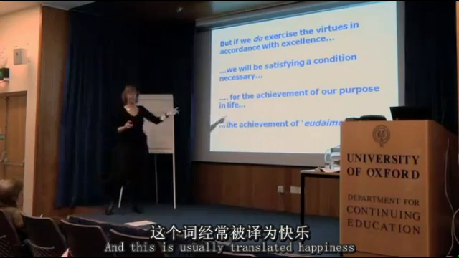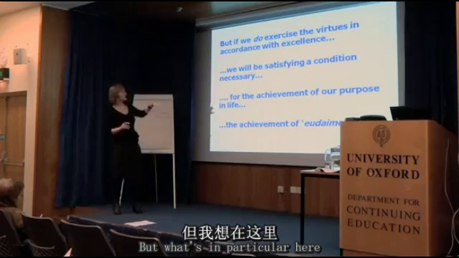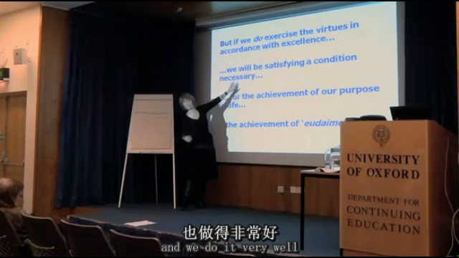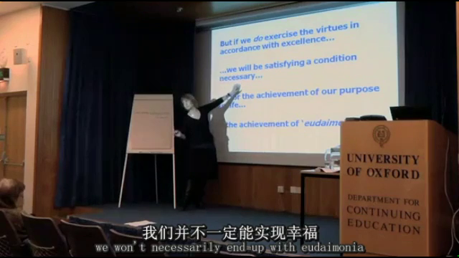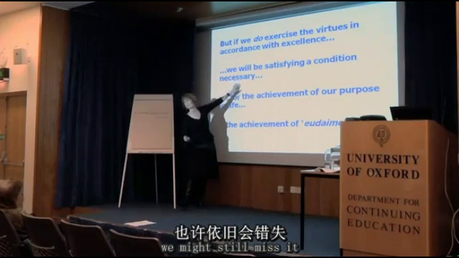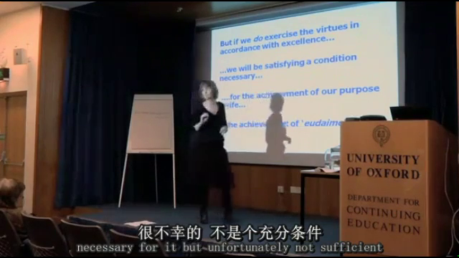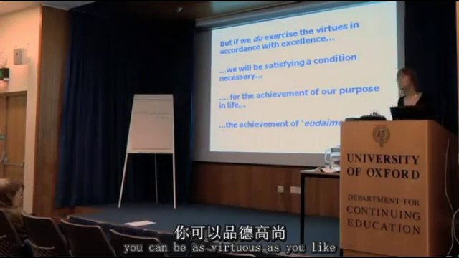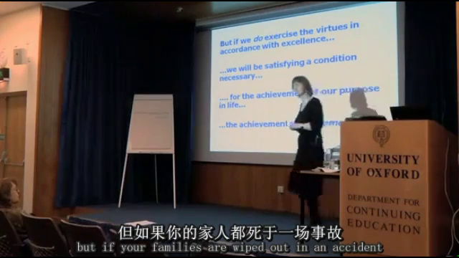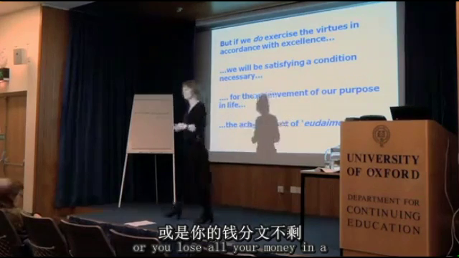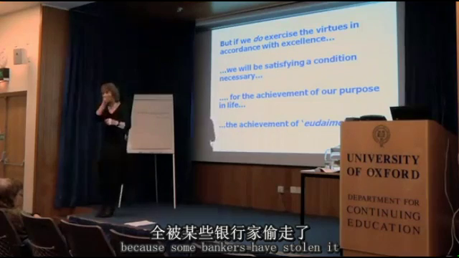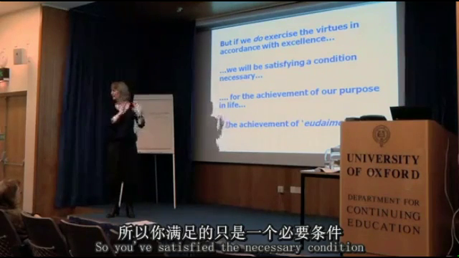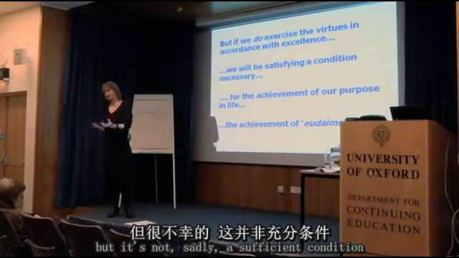This is usually translated happiness, but I'm going to say something about that in a moment. What I want to point out here is that if we acquire and exercise the virtues, and we do it very well, we won't necessarily end up with eudaimonia. We might still miss it, because we'll have satisfied a condition necessary for it, but unfortunately not sufficient. The reason it's not sufficient, Aristotle says, and I think probably we'll agree with him here, is that you can be as virtuous as you like, but if your family's wiped out in an accident, or you lose all your money because some banker's stolen it, you're not going to end up with eudaimonia. So you've satisfied a necessary condition, but it's not, sadly, a sufficient condition.